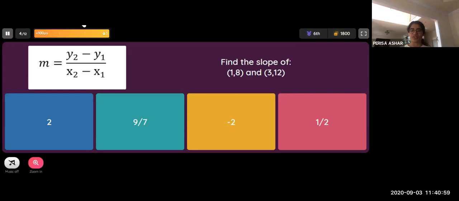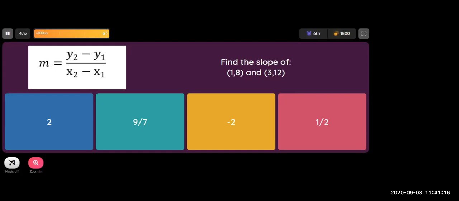So good job, Prisha. I don't know why a lot of people might have put 4. Maybe they inverted the fraction, I'm thinking. It's y2 minus y1 over x2 minus x1, not x2 minus x1 over y2 minus y1, if that makes sense.